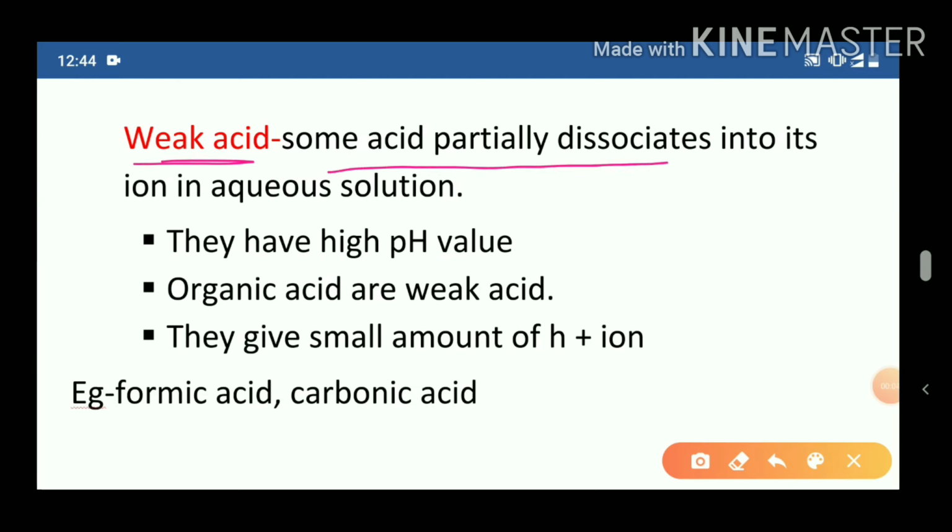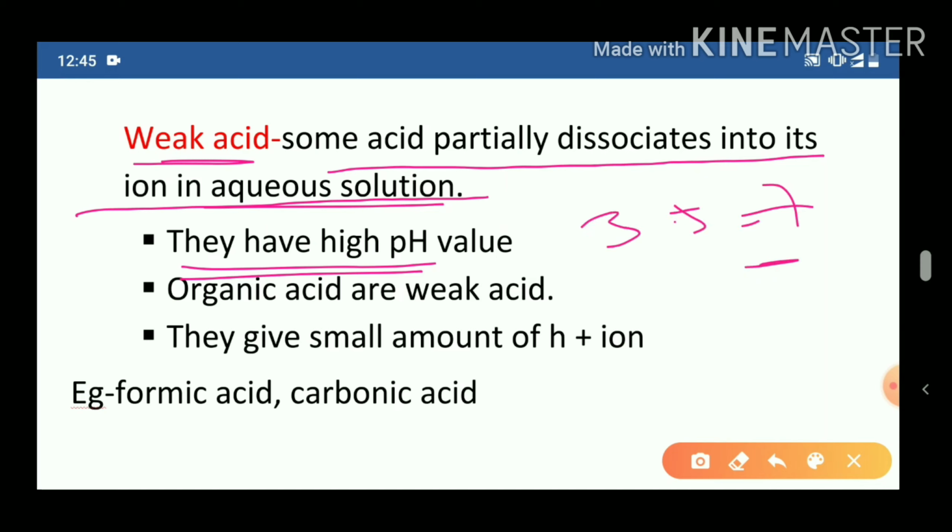Some acids partially dissociate into their ions in aqueous solution. Some acids do not ionize completely, that means only some of their parts get ionized in aqueous solution. This type of acid is known as weak acid. Weak acids have a high pH value, that means it will have a value from 3.5 to 7.